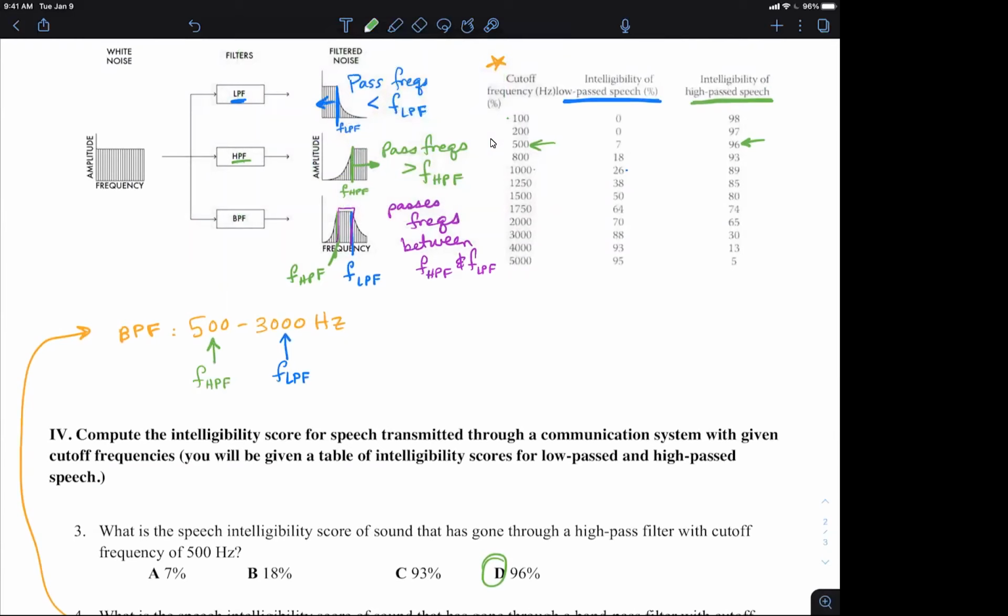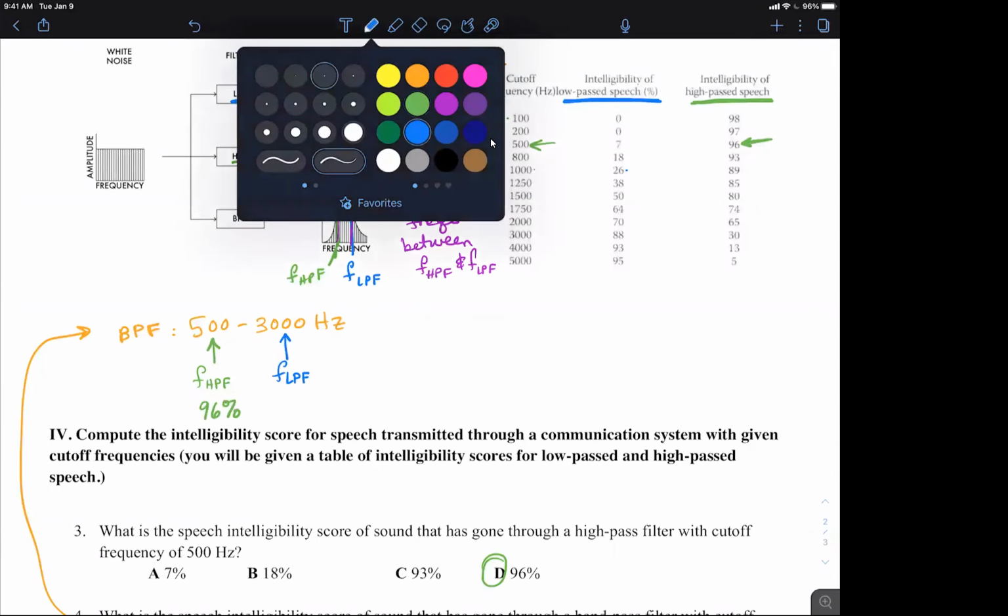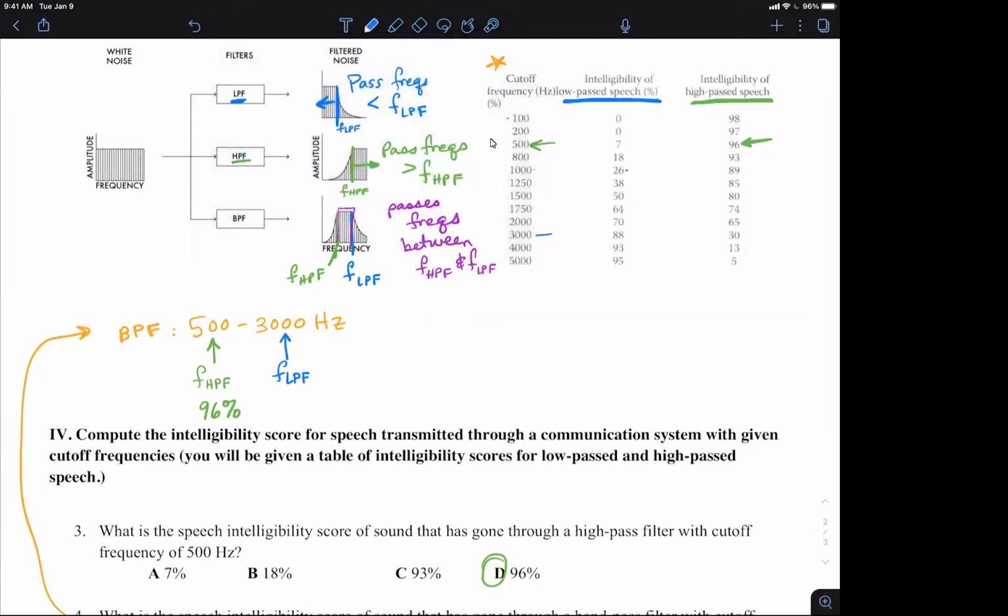So 500 hertz high pass filter, that's our 96% we already have marked here on our chart. So if you high pass filter the sound with the 500 hertz cutoff, you would get 96% speech intelligibility. And then if we come over here to our chart and find 3,000, do the low pass column, then we have 88% speech intelligibility if we just low pass filtered it.